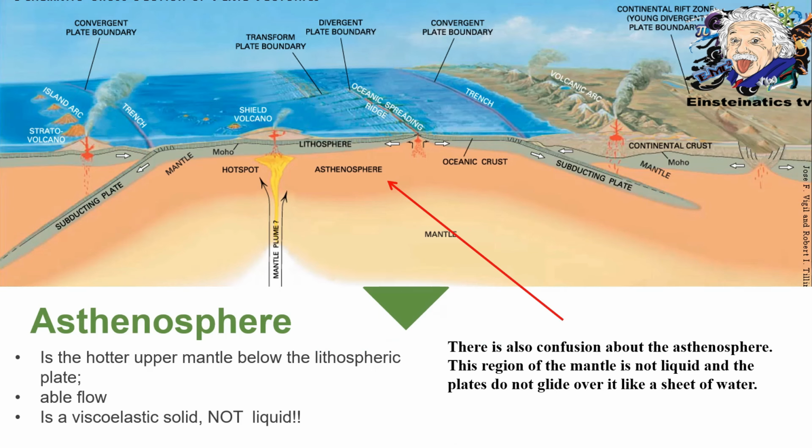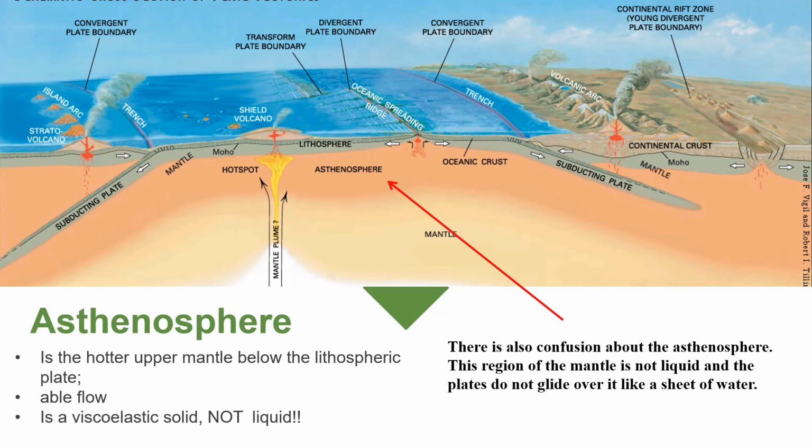Now let's proceed to another misconception that pertains to asthenosphere. When we talk about asthenosphere, ito yung hotter upper mantle below the lithospheric plates. So yung asthenosphere, mali siyang tawaging ito ay liquid. Actually, it is viscoelastic solid. Okay? So meaning, hindi siya kapareho ng liquid na mabilis mag-flow. Kapareho siya ng plastic na natunaw. So mabagal lang yung kanyang paggalaw.